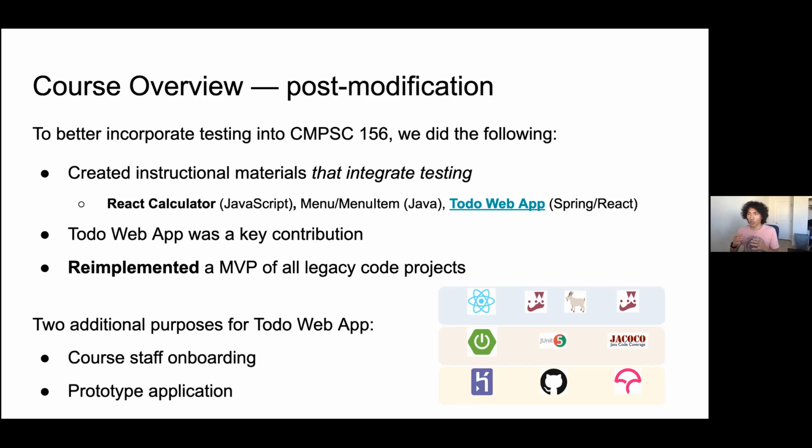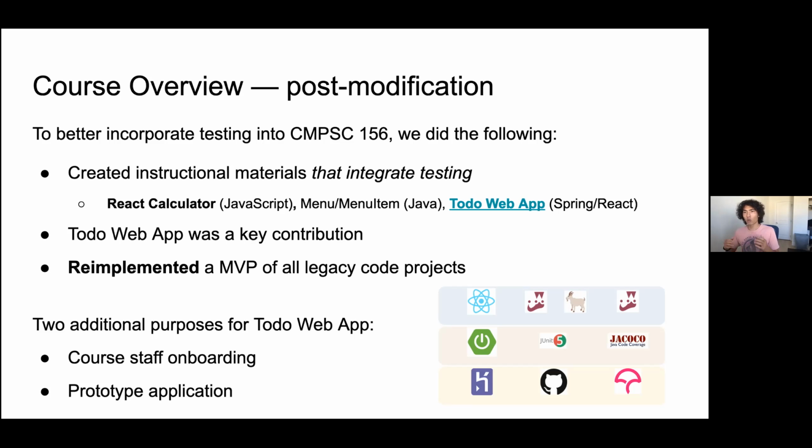I want to point out that the to-do web app was really a key contribution of this whole project. It served as the proof of concept for the tech stack pictured in the bottom right-hand corner. It really demonstrated that this is what an application looks like that has all of the different pieces. And the reason that's important is because, A, we could onboard course staff to the new tech stack because we could ask them to work on extending the To-Do app, for example, right? And understanding the To-Do web app.